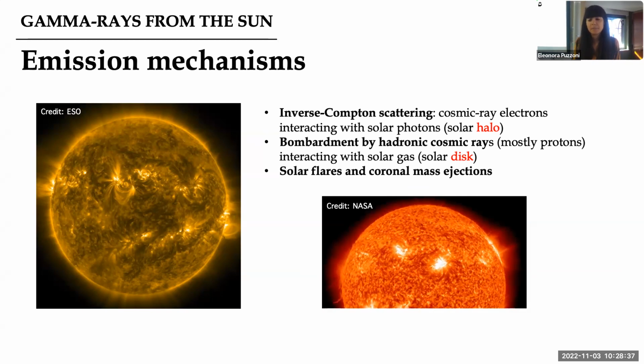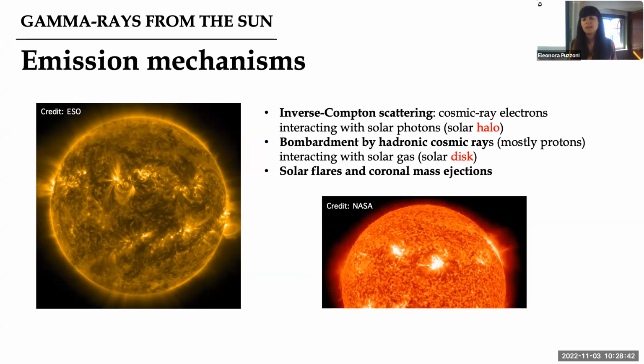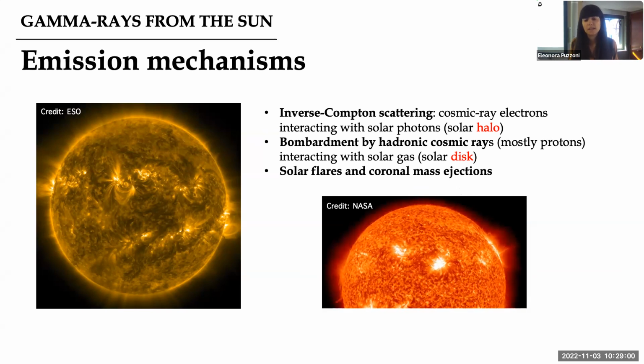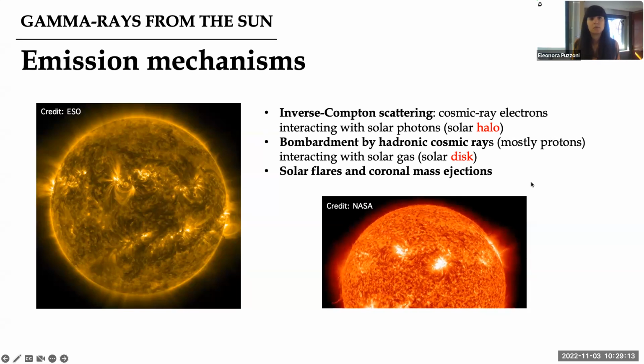gamma rays, and the emission is observed from its halo due to the interaction between electrons from the cosmic rays and solar photons due to the inverse Compton mechanism. There is an emission also from the disk that is originated by the interaction between cosmic rays, so mostly protons, and the solar gas. But also particles are accelerated during transient energetic events like solar flare and coronal mass ejection. However, the theoretical model is still not completely clear.